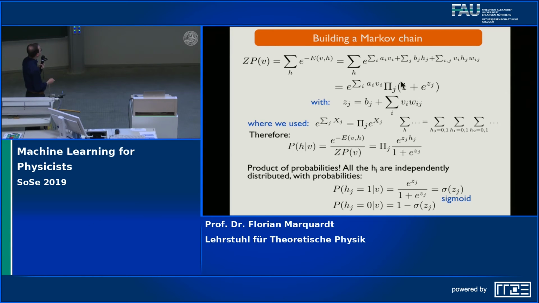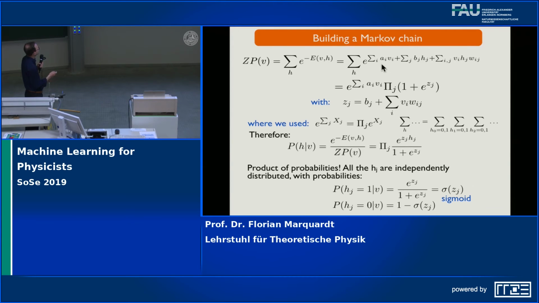So the P of V is now given as this product. I mean, it's still a product of multiple terms, but it's a product. And now I can go one step further. If this is P of V, then what is P of H given V, this conditional probability that I need for my transition rate? Well, according to definition, it's basically the joint probability of V and H, that is essentially the Boltzmann factor, divided by P of V, which we just calculated.